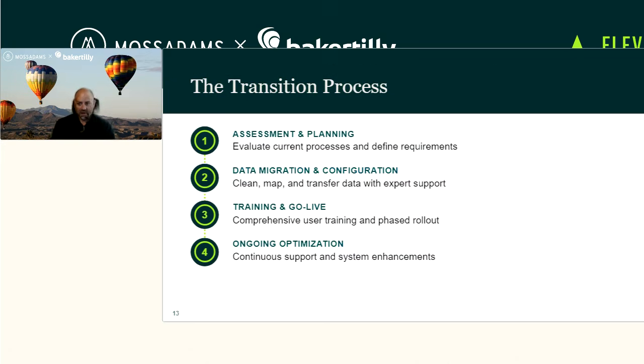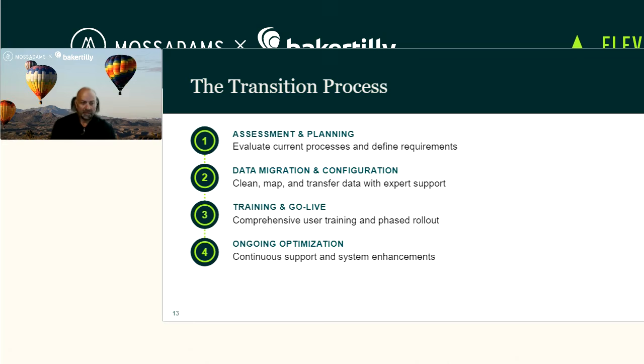So let's talk a little bit about the transition process. First and foremost, I would say the most important thing that we always recommend for our clients is the assessment and planning. Evaluate your current processes, define your requirements. This is a service that we offer to our clients quite frequently, especially in our NetSuite practice. We call it a business process review, or BPR.